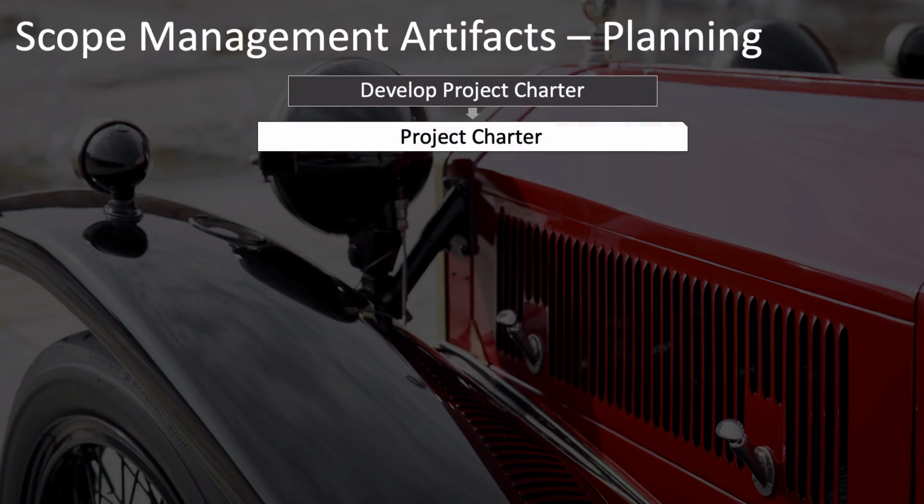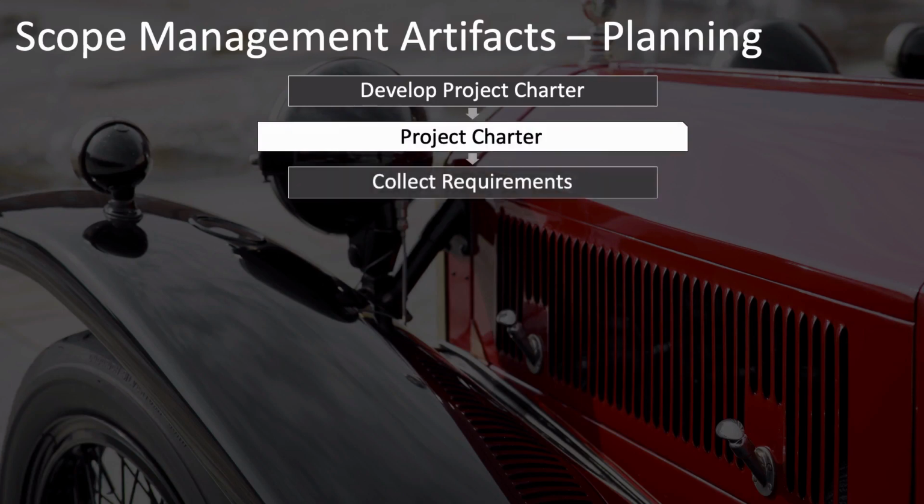That generates the project charter, which is a key input to your first scope planning process, which is collect requirements. Your first requirements are going to be in the project charter, because some of those will have already been identified at a high level. So it only makes sense that the project charter is your main input. You don't yet have a full project plan or anything else that would provide the basis of your inputs for collect requirements, so it's the project charter.